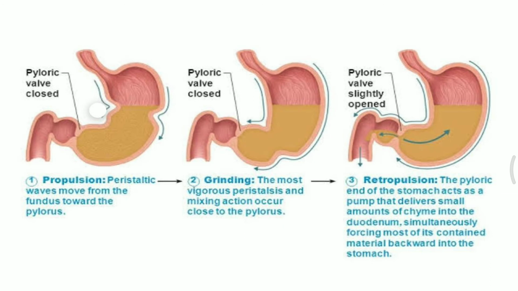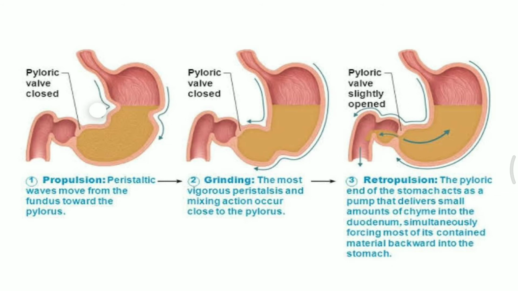If we want to understand this movement in the case of the stomach, how the movement is taking place, we should understand that at first there is propulsion, which means that peristaltic waves are moving from the fundus, which is the part of the stomach, to the pylorus, the lower part of the stomach. So this is how the waves are moving.